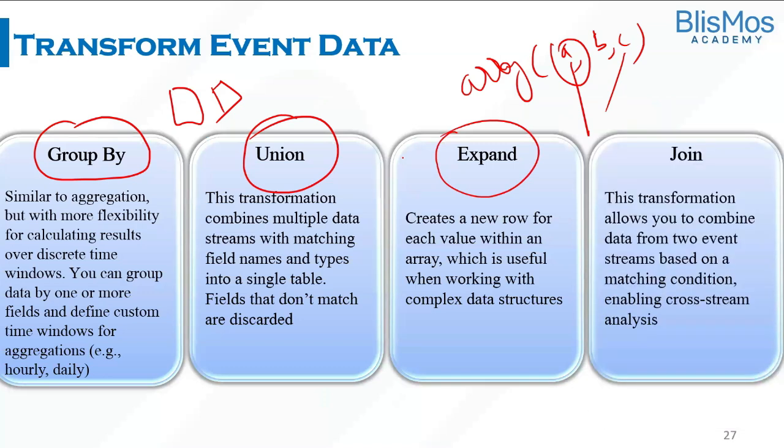You have joins. You can join different tables, like a left join, right join, and all those things. So basically, event streams has a canvas in which multiple types of transformations are already available. You just drag and drop and make the modifications according to your business rules.